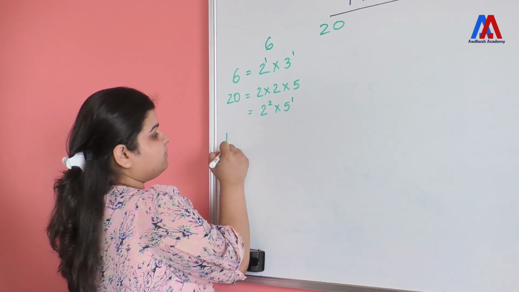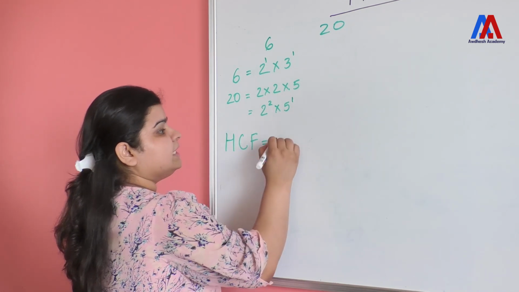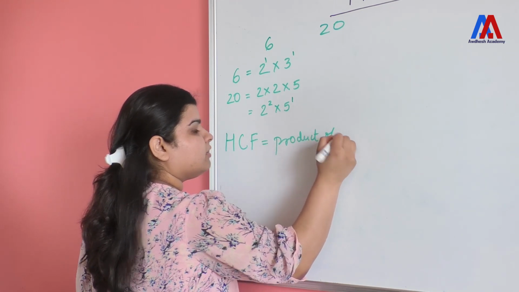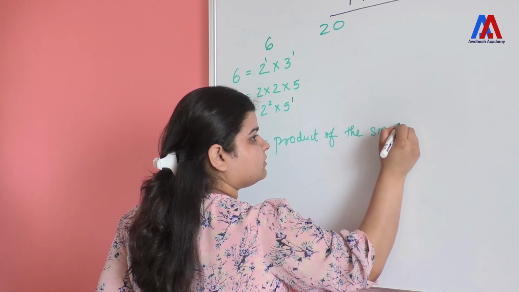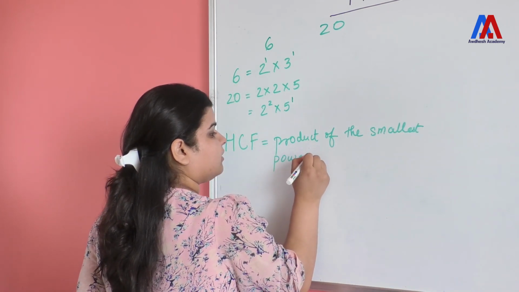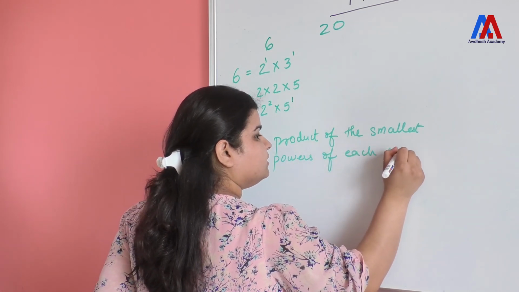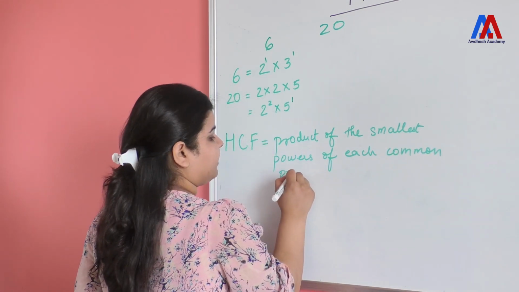Using the prime factorization method, HCF is defined as the product of the smallest powers of each common prime factor.